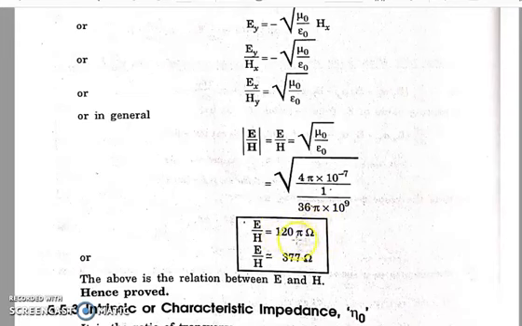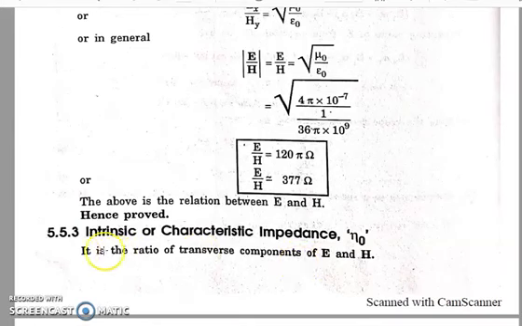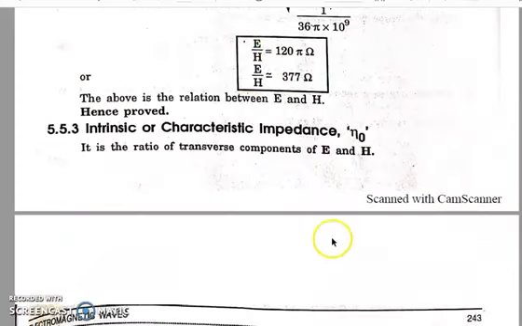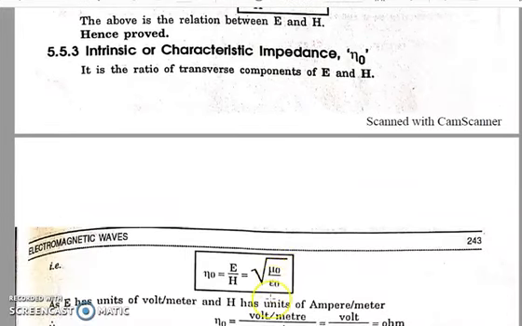Now why the unit comes out to be ohm can be seen in the next topic, that is the intrinsic or characteristic impedance. It can be represented by eta naught. The definition is that it is the ratio of the transverse components of E and H. Transverse means the perpendicular components of E and H. So eta naught can be written as E by H is equal to the square root of mu naught by epsilon naught. This was proved earlier, that E by H is equal to the square root of mu naught by epsilon naught.